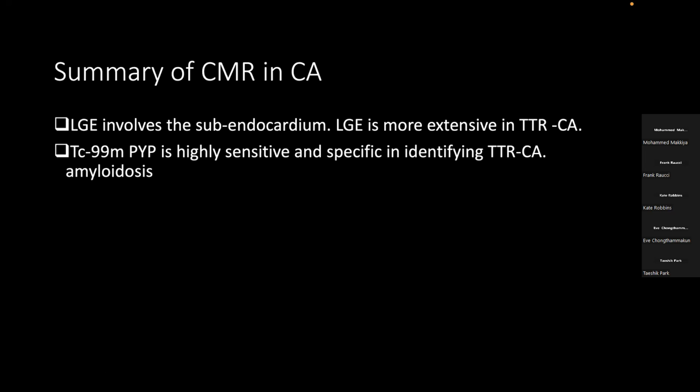In cardiac amyloidosis, LGE is usually subendocardial, but it can be extensive and transmural. The technetium-99 pyrophosphate is positive in patients with transthyretin cardiac amyloidosis.